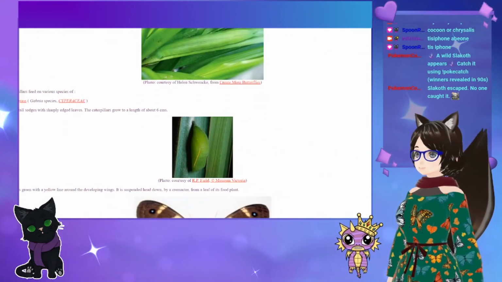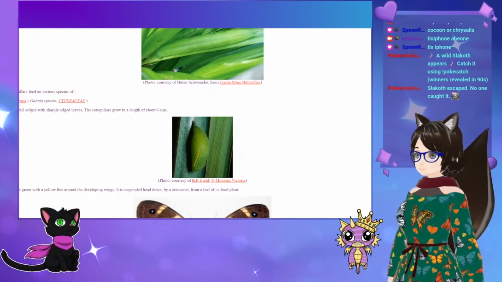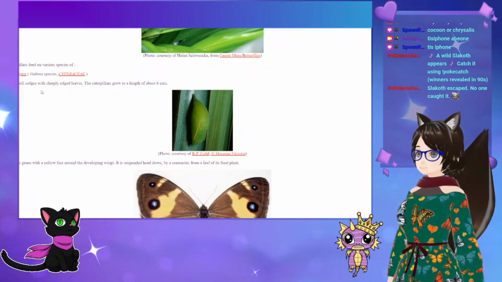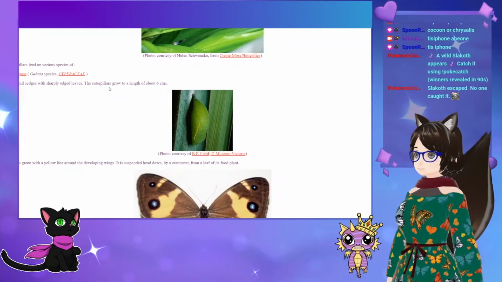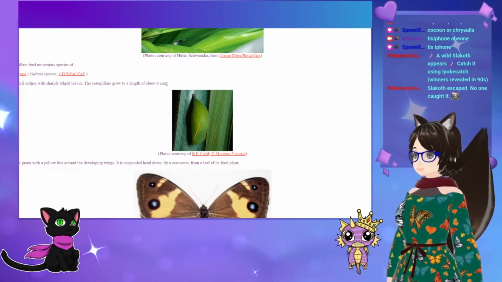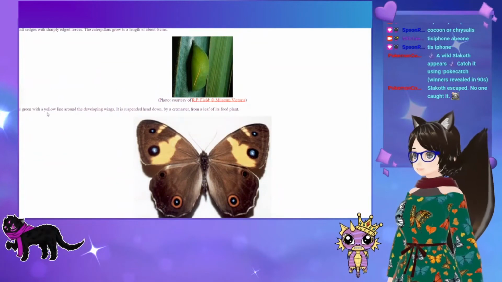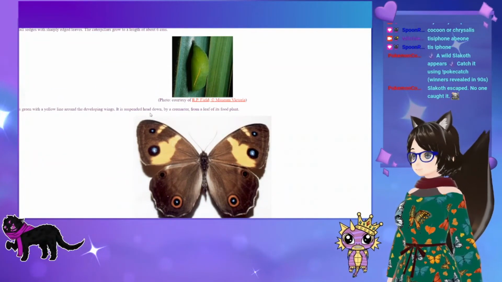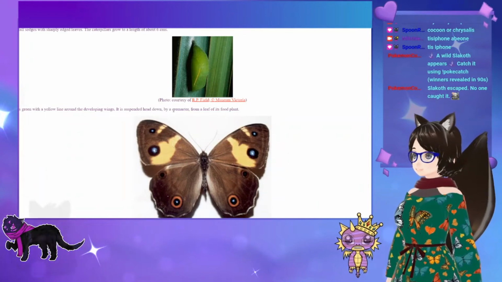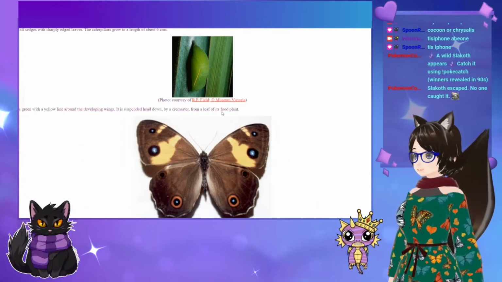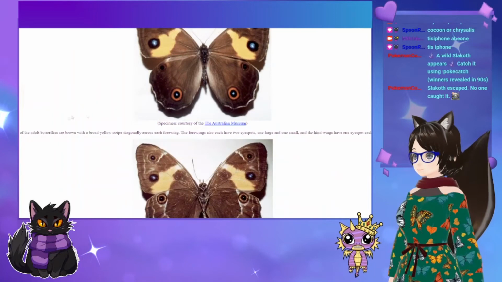The caterpillars feed on various species of swordgrass, which are all tall sedges with sharply edged leaves. The caterpillars grow to a length of about 6 centimeters. The pupa is green, with a yellow line around the developing wings. It is suspended head down by a cremaster from a leaf on its food plant.